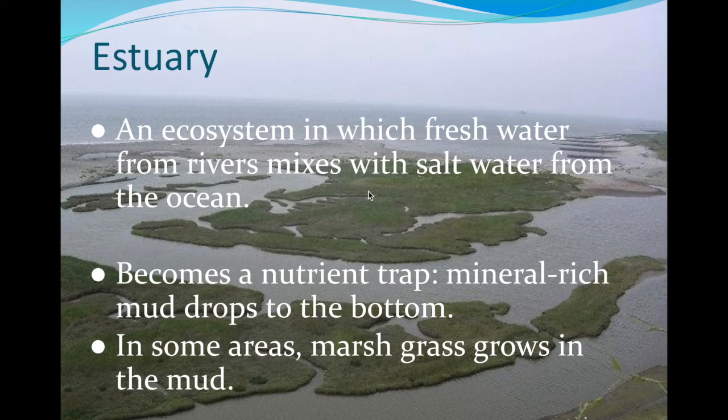All right, so an estuary is basically an ecosystem in which fresh water from rivers mixes with salt water. So you have fresh and salt water mixing together. Basically, it has a lot of nutrients. All that mud at the bottom has a lot of nutrients from the areas where it's mixing together. A lot of times you'll see marsh grass, which is the grass you see in that picture. That starts to grow there, growing in that mud. So that's kind of what an estuary is. It's connected to the ocean, and it's its own little body of water as well.